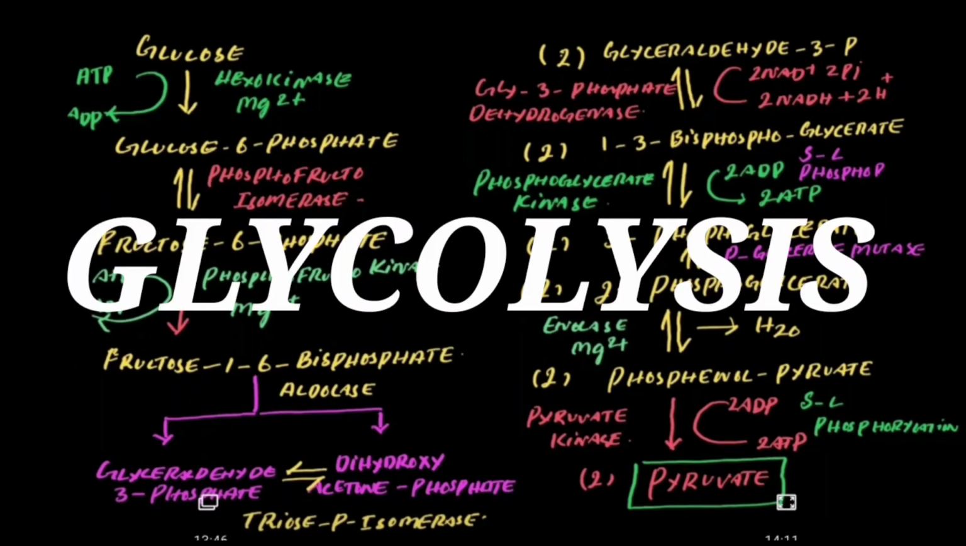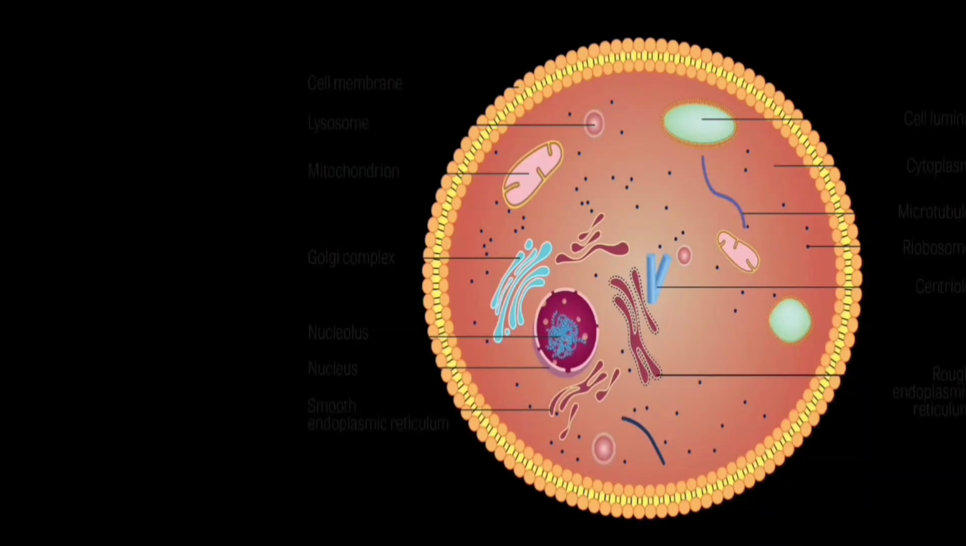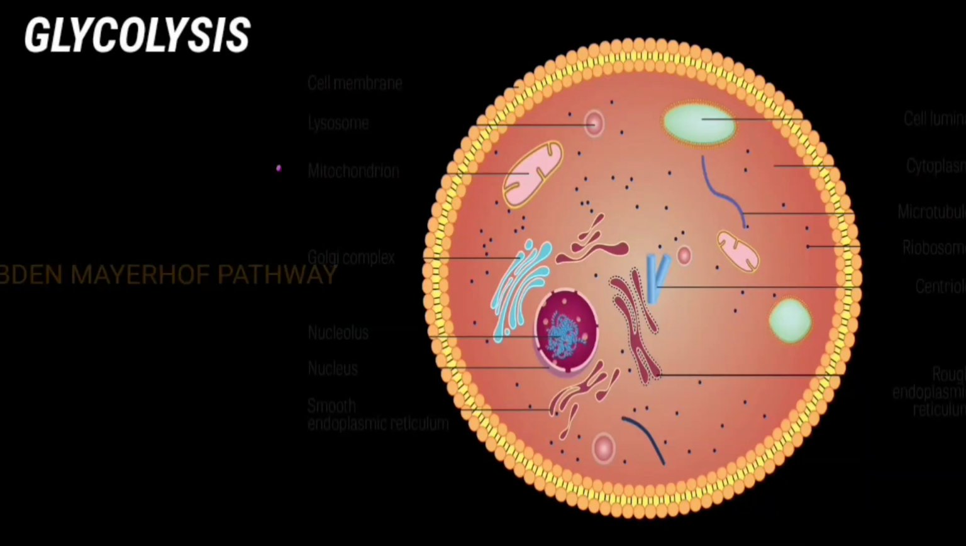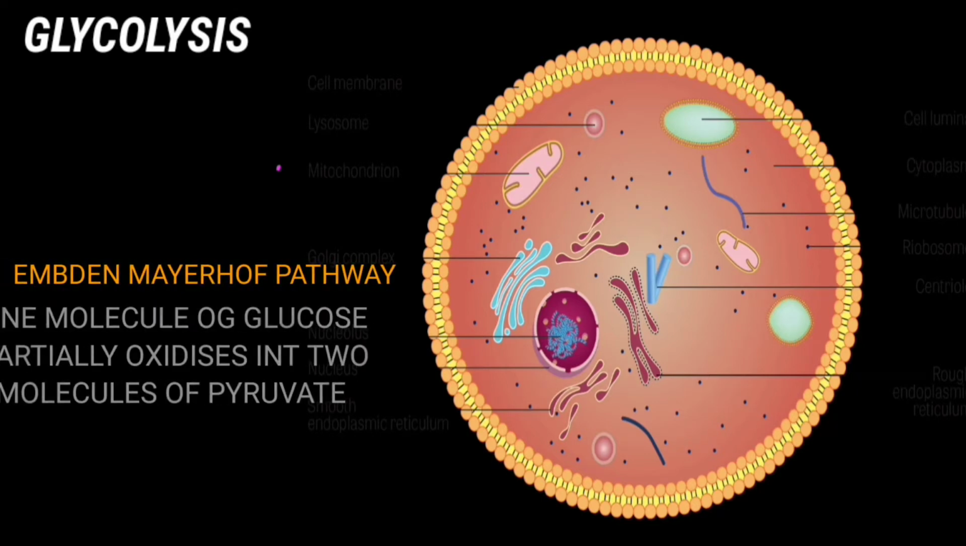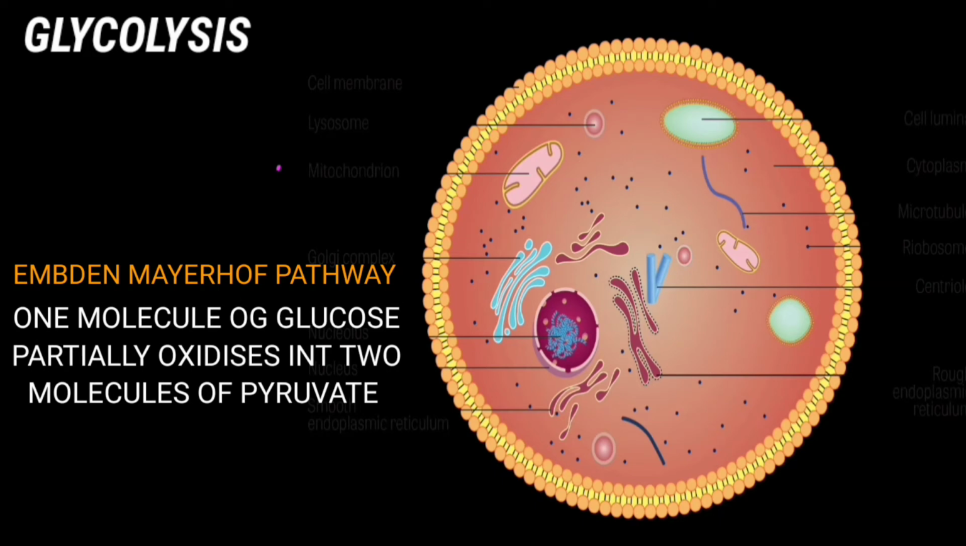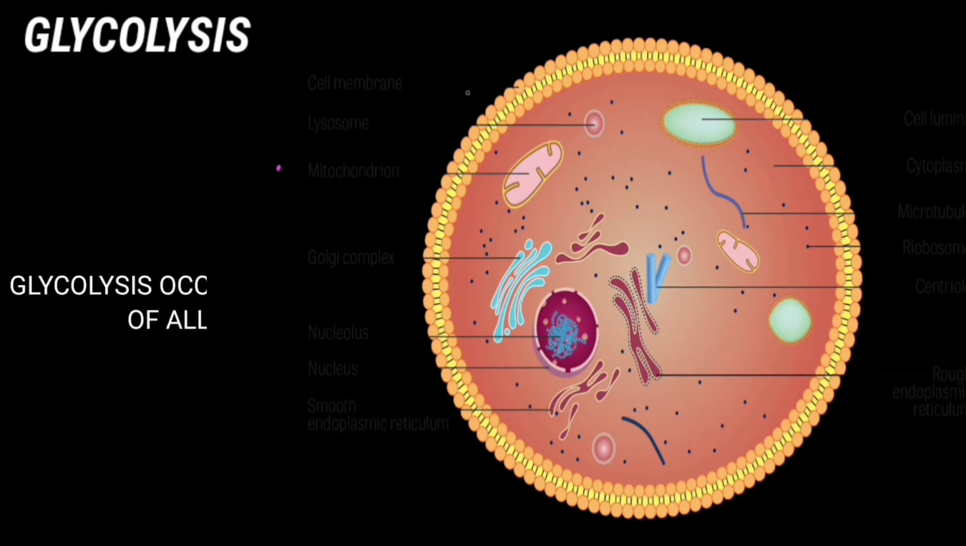Today we are going to discuss glycolysis. Glycolysis is also known as the Embden-Meyerhof pathway. It is an oxidative process in which one molecule of glucose is partially oxidized into two molecules of pyruvate in a series of enzyme catalyzed reactions. Glycolysis occurs in the cytosol of all the cells.